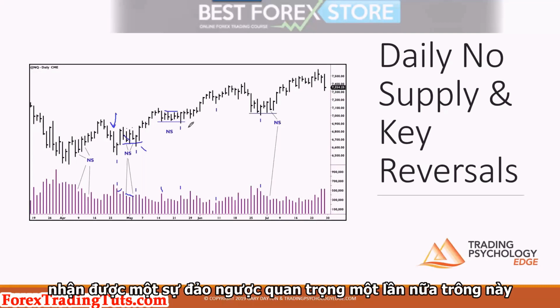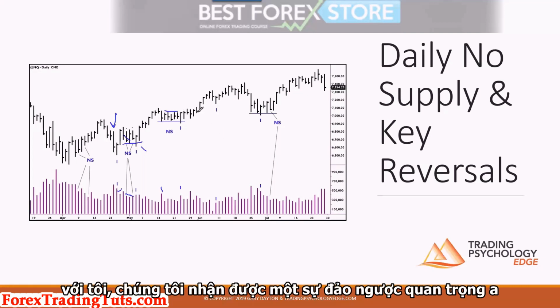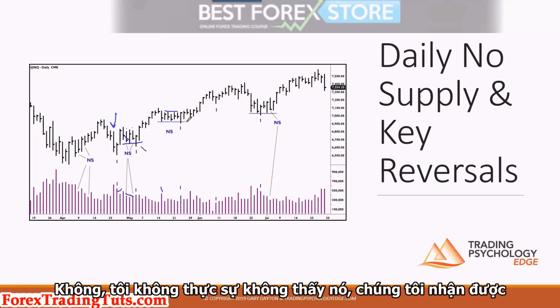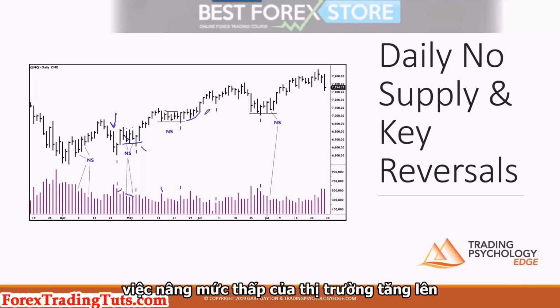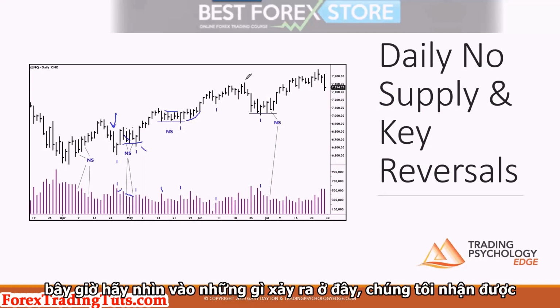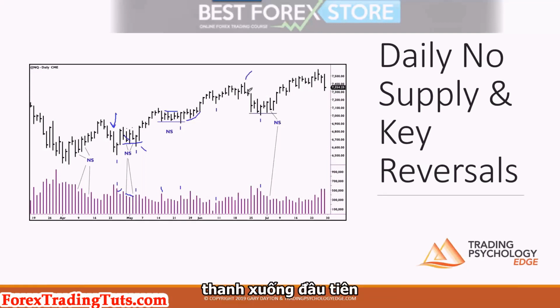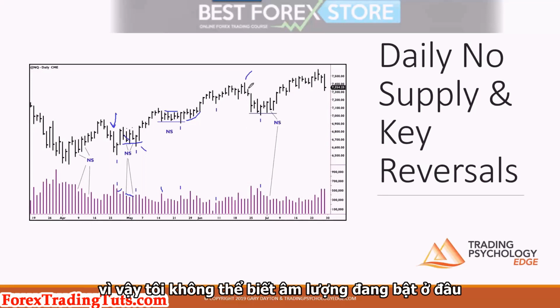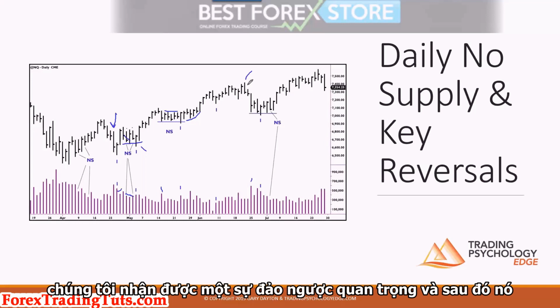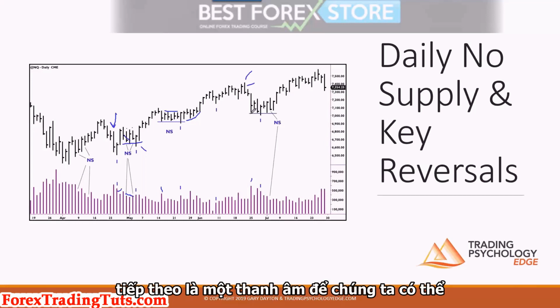We get a key reversal. Again, this looks cockeyed to me. We get a key reversal, a little more, no, I don't see it. We get the lifting of the lows, the market rises up, another key reversal. Now look at what happens here. We get our first down bar on, so I can't tell where the volume is on that. Probably not that bar. We get a key reversal, and then it's followed by a negative bar.